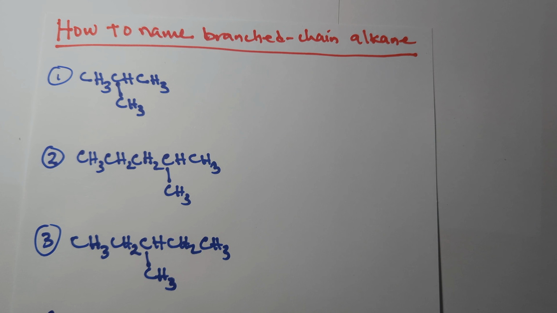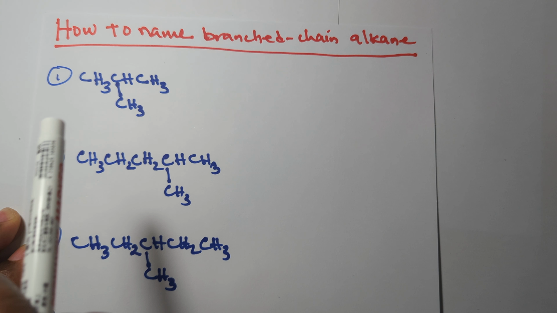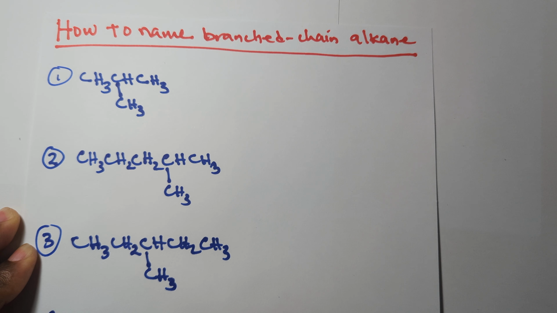Hello everyone, today we are going to learn how to name branch chain alkanes. We are going to demonstrate that using 3 different examples as shown here. First and foremost, we should know that for a branch chain alkane, you select the longest continuous chain of carbon atoms as the parent chain.